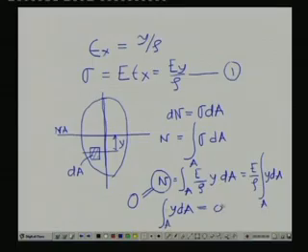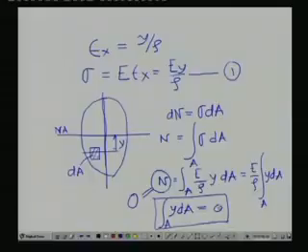Now, can we look at this expression from our earlier knowledge of properties of area? In this particular case, the integral of y dA equals 0 signifies nothing but that the centroidal distance is 0. Where was the centroidal distance measured from? The centroidal distance was measured from the neutral axis.